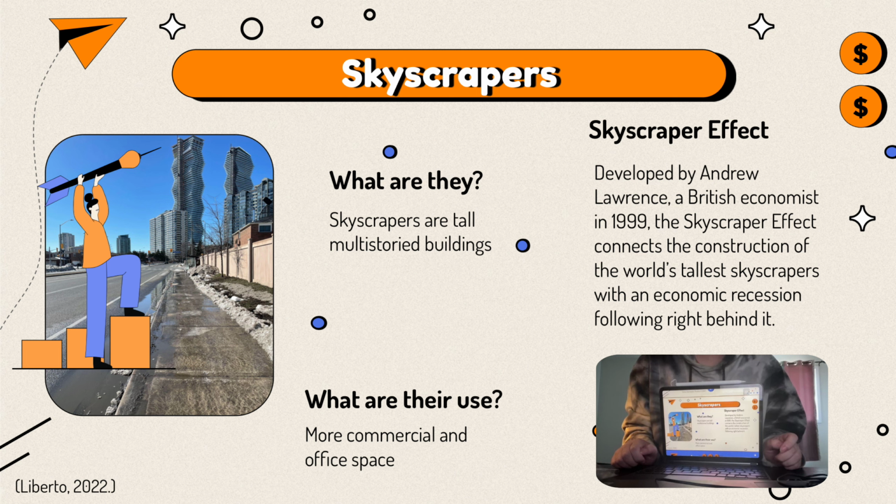For example, the Great Depression, which started in the early 1930s, immediately followed the completion of the Empire State Building in 1931. The building, which stood at 1,250 feet, was the world's tallest building at the time. This demonstrates the importance of caution when investing in such projects and the potential risks of over-optimism and speculation in the property market.